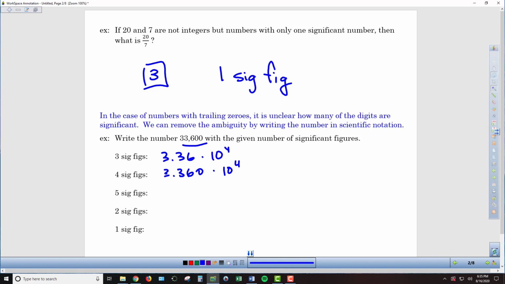If we want 5 significant figures, then we're going to expand that to 3.3600 times 10 to the 4th. You can imagine if we needed more, we would just keep on increasing the number of zeros after the 3.36.